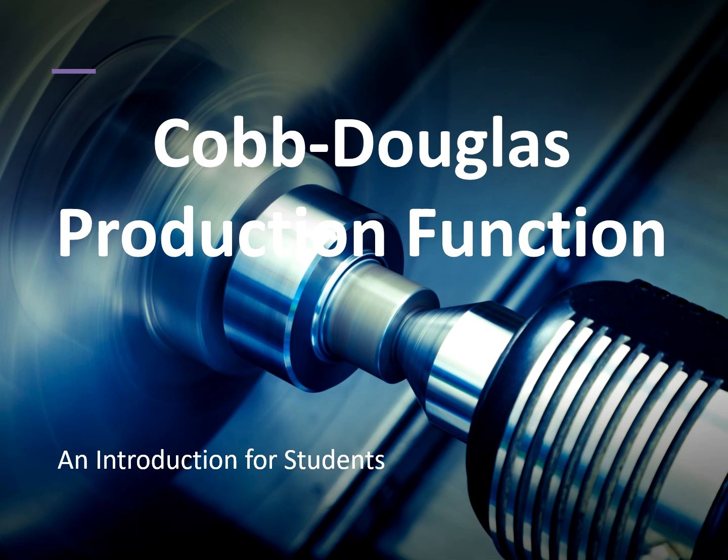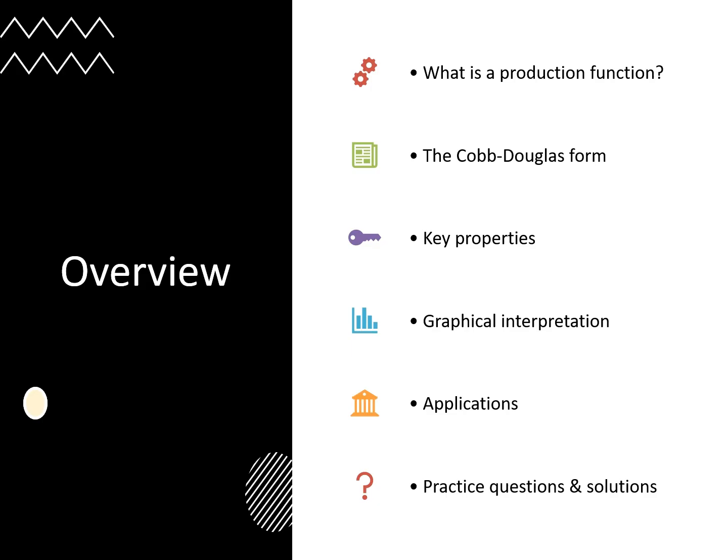Today we're going to talk about the Cobb-Douglas Production Function. I'll go over some background information and then we'll do some quick exercises. This is the overview for this brief lecture. First, we'll talk about what a production function is. Secondly, we'll show you the Cobb-Douglas form and discuss some key properties. I've got a few graphical interpretations that you can view, and then some applications. How is it applied? And then, of course, we'll go over a couple of practice questions.